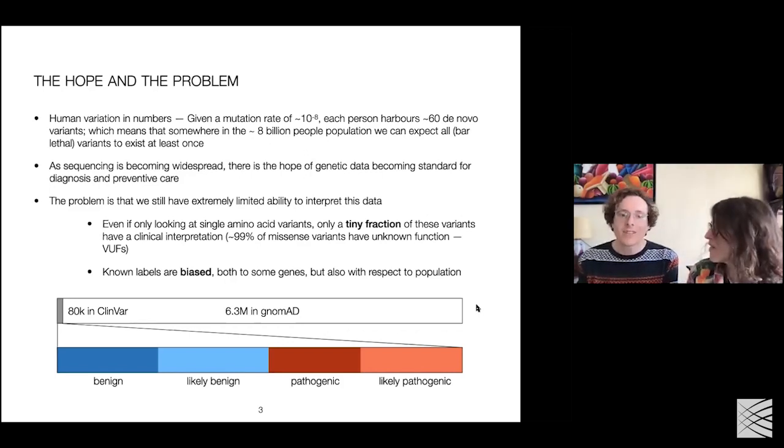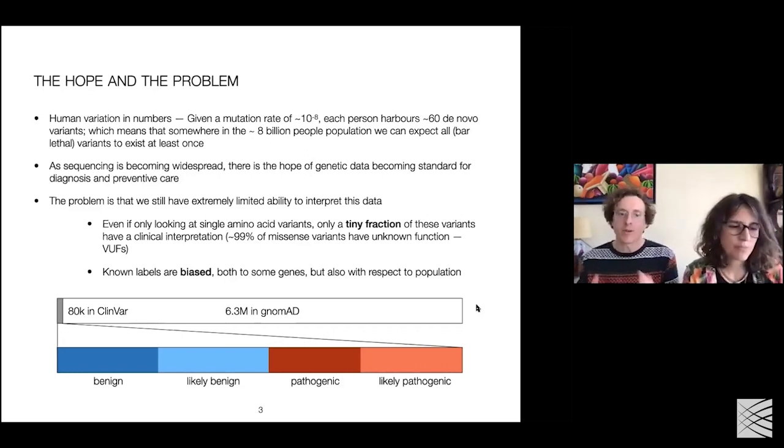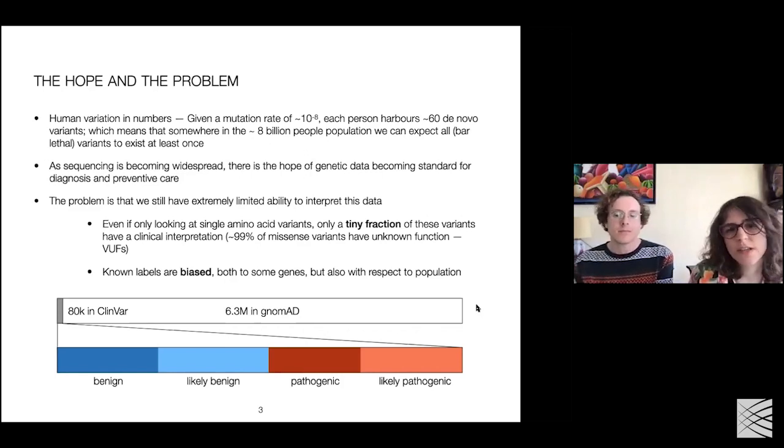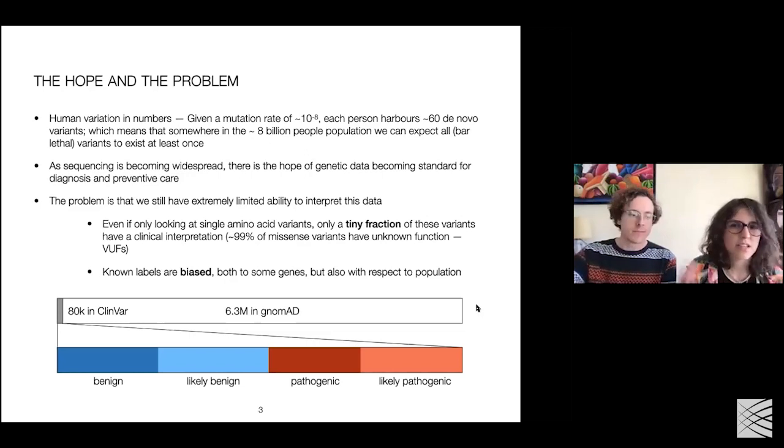Yeah, and interestingly, if you restrict the problem even further, to genes that have already been associated with disease, where we know variants can give rise to disease, even for that subset the numbers don't change that massively. It's still only a few percent of variants that have been classified to date. Not only that, but the labels that we do have are extremely biased, both toward some genes, because they're highly studied and more focused on in research, and also with respect to population, because we know that people who have been sequenced are extremely biased toward certain ethnic backgrounds.